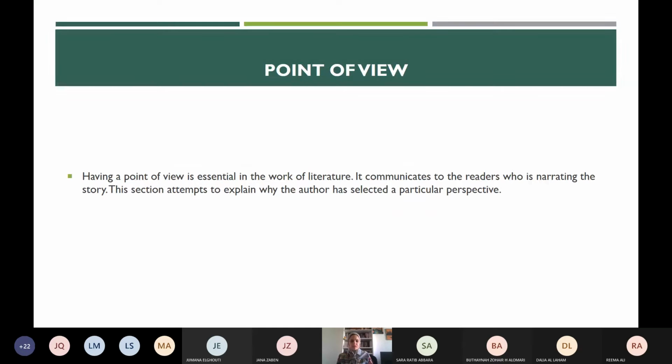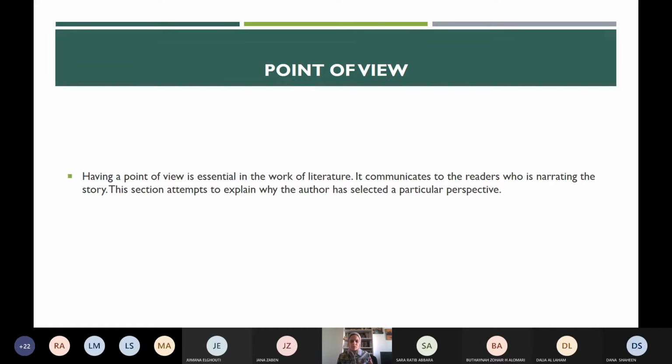The point of view. Dana Shaheen? Yes, miss. Read it. Having a point of view is essential in a work of literature. It communicates to the readers who is narrating the story. This section attempts to explain why the author has selected a particular perspective. How many points of view do we have in literature, Dana? The narrator's point of view. We have the first, second, and third.